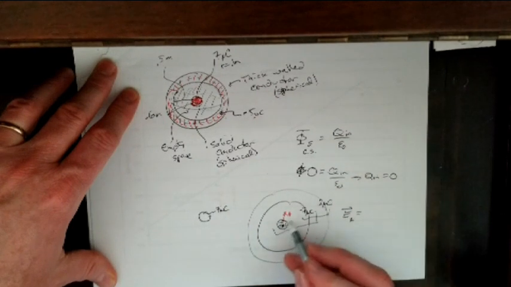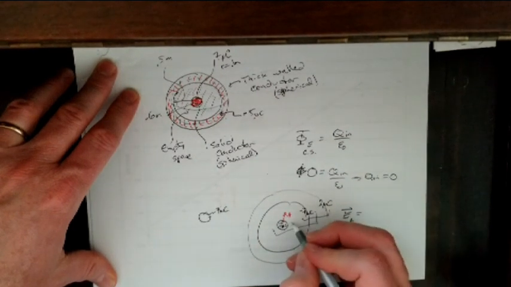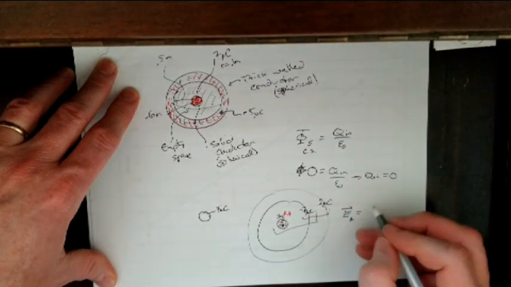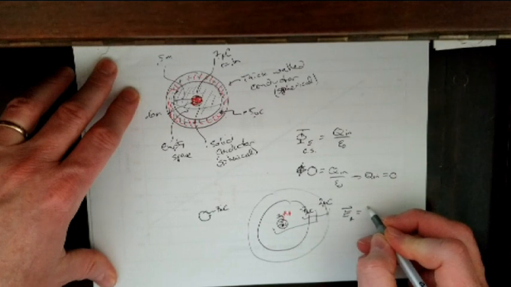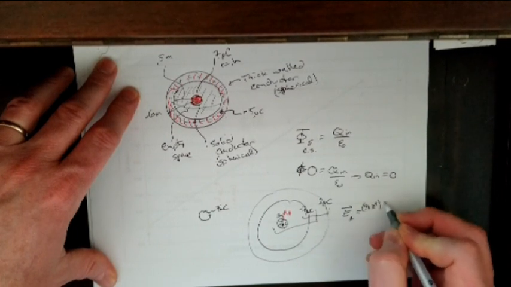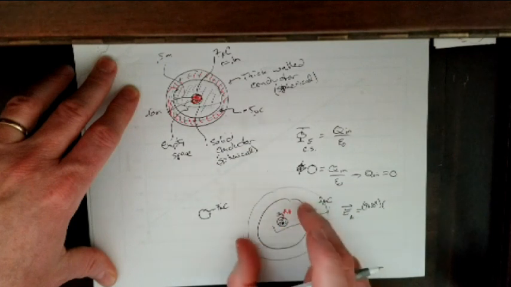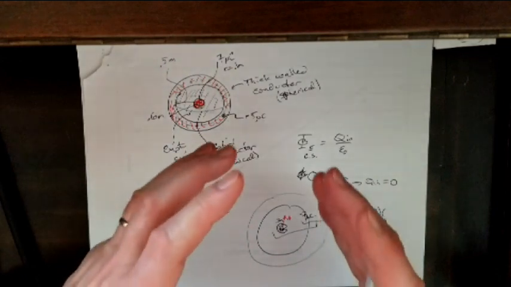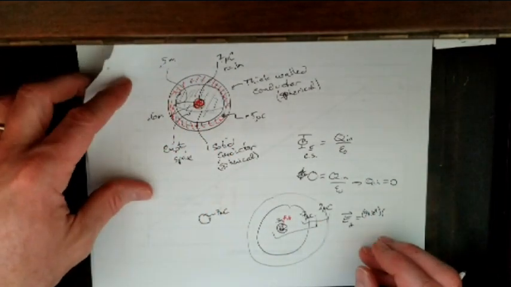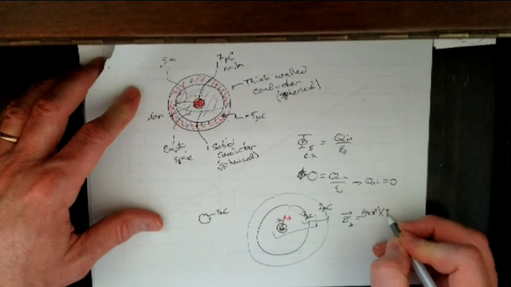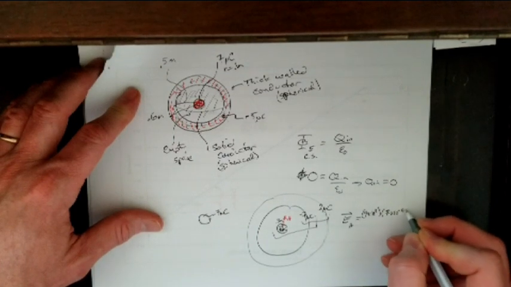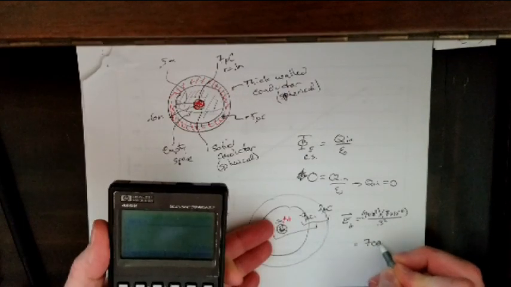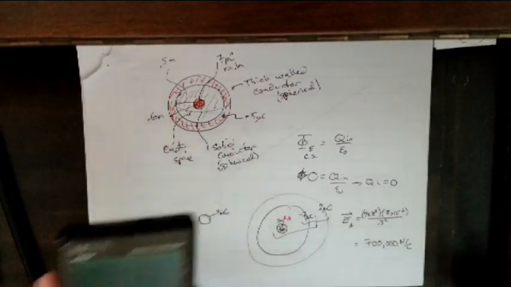So the electric field at point A here, which is, let's say, 0.3 meters from the center, is going to be 9 times 10 to the 9th times the charge inside. I'm not worrying about the charge outside of it. There's another video out there which talks about that we don't need to worry about the charges outside of the point in question. So 7 times 10 to the -6th over 0.3 squared, 700,000 newtons per coulomb.